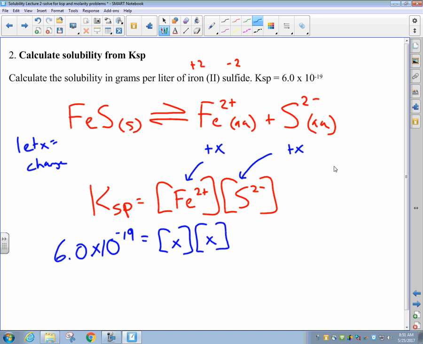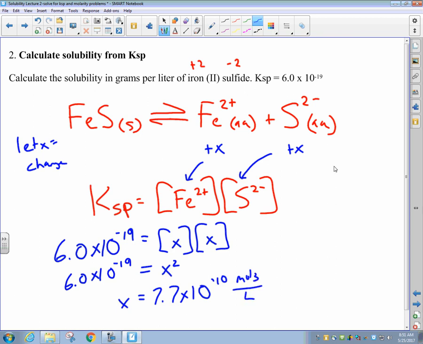We know x is going to be a small value because the KSP is small, which means this reaction favors the reactant side, therefore reinforcing for us that iron 2 sulfide is going to be a relatively insoluble compound. When I go ahead and solve this expression for x, we end up with an answer of 7.7 times 10 to the minus 10th moles per liter as our solubility.